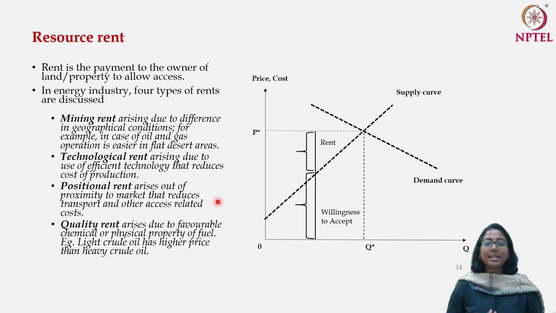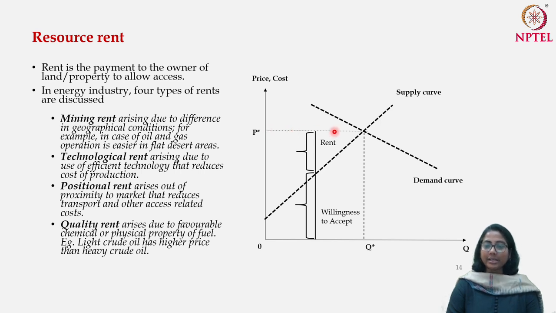For example, the light crude oil actually fetches a higher premium or higher market price as compared to heavy crude oil, although the supply curve or the cost curve may be quite similar. So here we see at every point of production, if this is the supply curve, there is one component which covers the cost of the supplier, and there is another component which gives the supplier something more over and above the cost, which we are calling the rent.